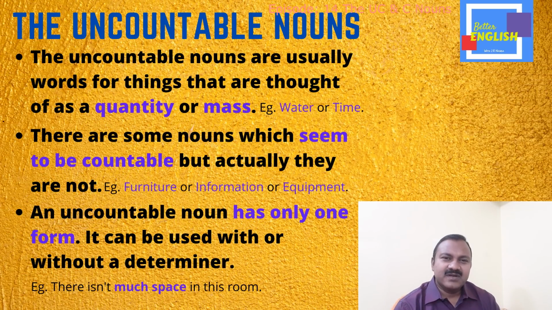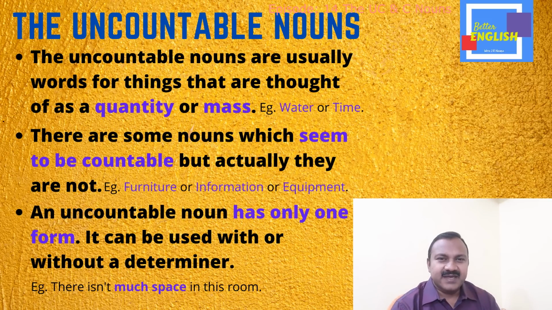The uncountable noun has got only 1 form. You cannot make it plural, unlike the countable noun. We'll be discussing the countable nouns later about the singular and the plural ones. But here, so far the uncountable nouns are concerned, you cannot make them plural. They have only 1 form.